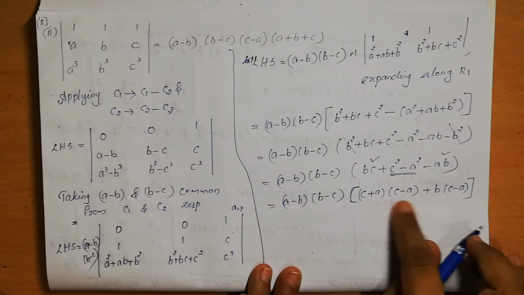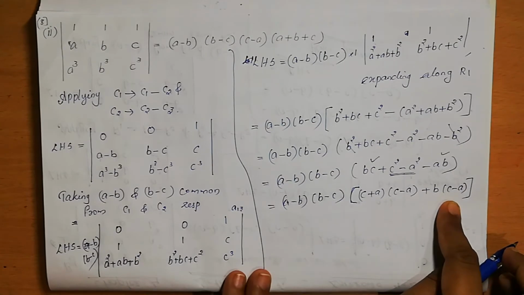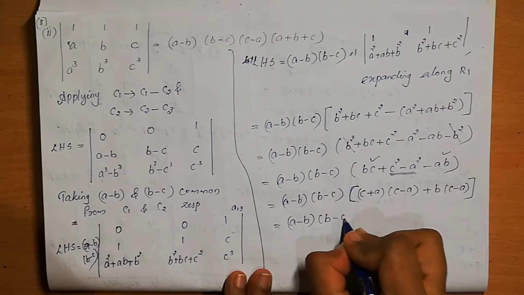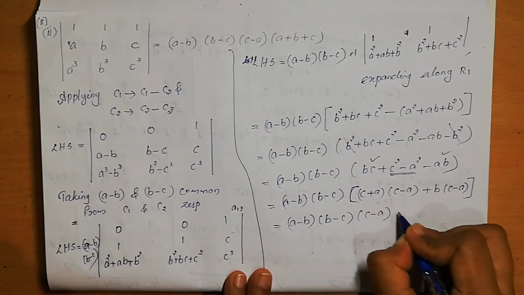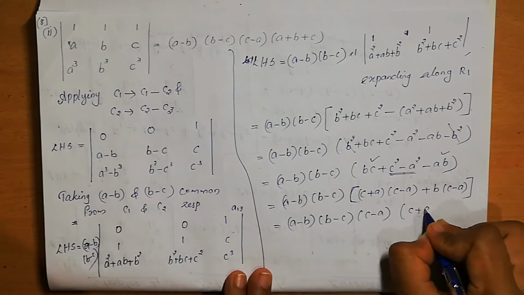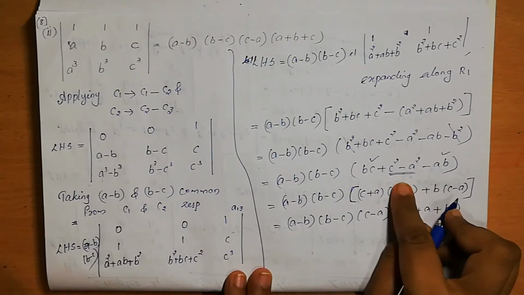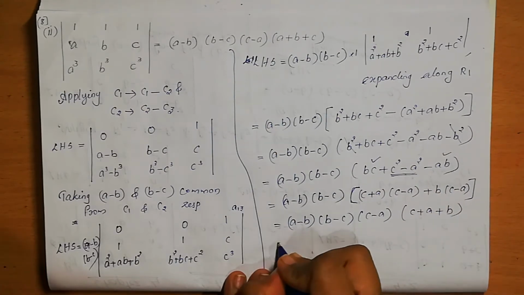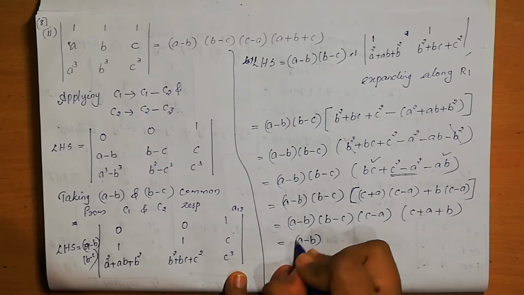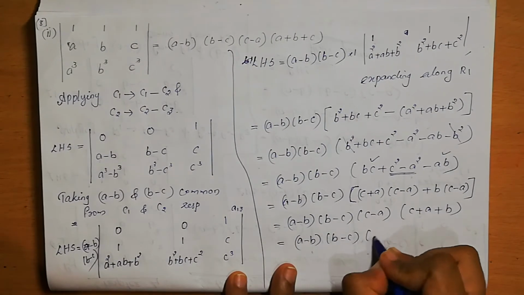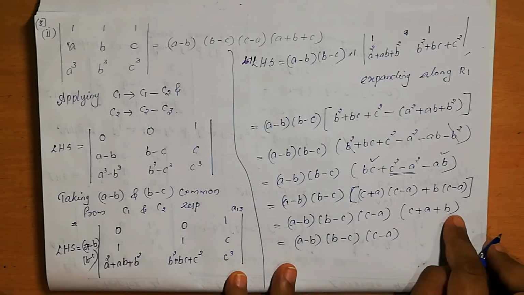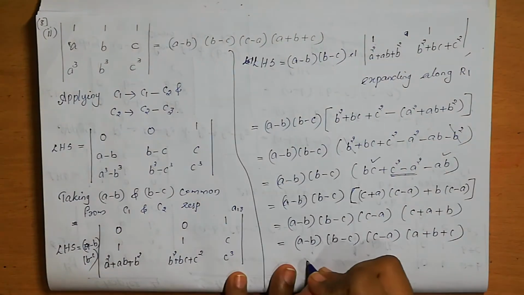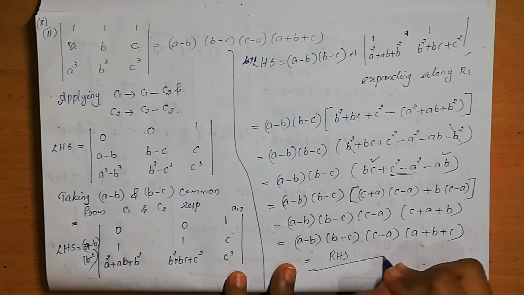That means from these two terms again I can take which one common? C minus a is common. So a minus b into b minus c into c minus a common. So what is remaining inside? C plus a plus b. C minus a common means remaining is c plus a. C minus a common means remaining is b. So we can just rearrange a minus b into b minus c into c minus a. This c plus a plus b we can write as a plus b plus c. That means that is equal to RHS. Hence proved we can write.